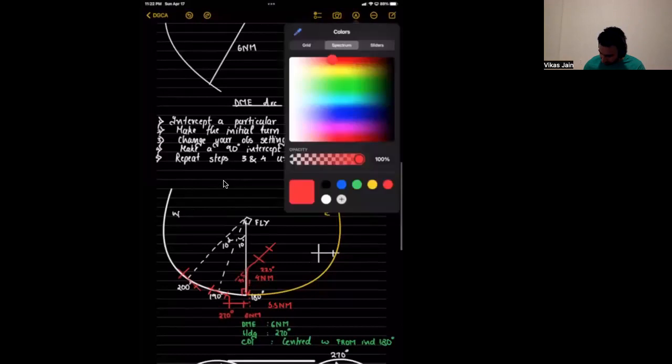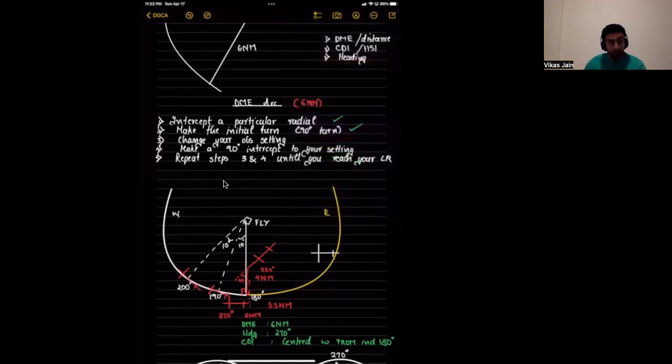So we finished intercepting a particular radial. We're flying outbound or inbound. The first step, we make an initial 90-degree turn. Then we change the OBS setting usually by 10 degrees. That's done. And you make a 90-degree intercept to your next setting by turning 10 degrees towards the left or the right. That's done. And you keep repeating this until you reach your last radial.